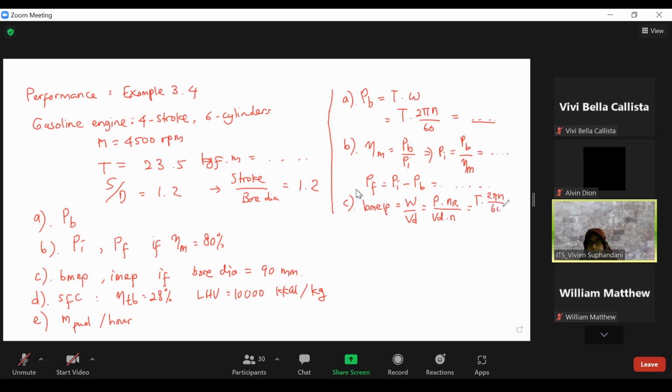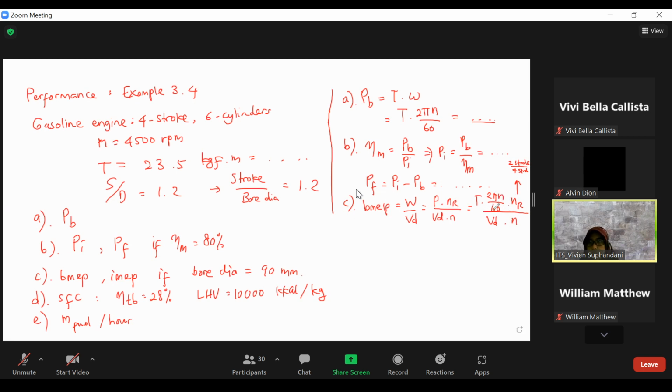over 60. And this is the NR here. It depends on whether it is two stroke or four stroke. And this is divided by VD. VD is the volume, and this is multiplied by N.